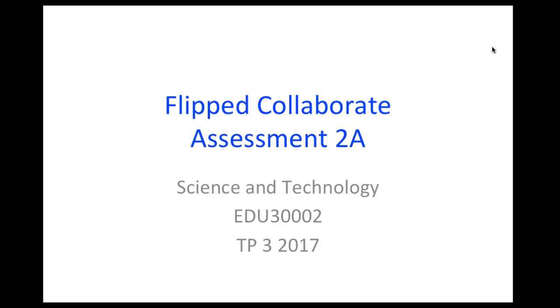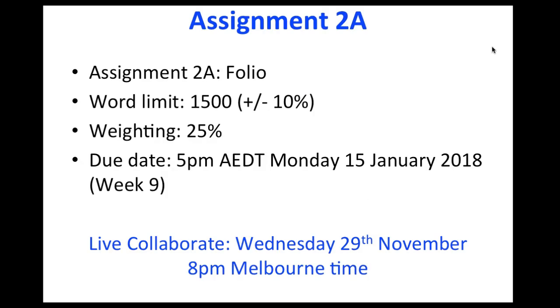Just running through the Flip to Collaborate for Assessment 2A, Science and Technology, EDU 30002, Teaching Period 3, 2017. Assignment 2A is a folio and it has a word limit of 1500 words plus or minus 10%, and it's weighted at 25% of your overall marks for the unit. The due date is 5 p.m. Australian Eastern Daylight Savings Time, Monday, 15th of January 2018, week 9.